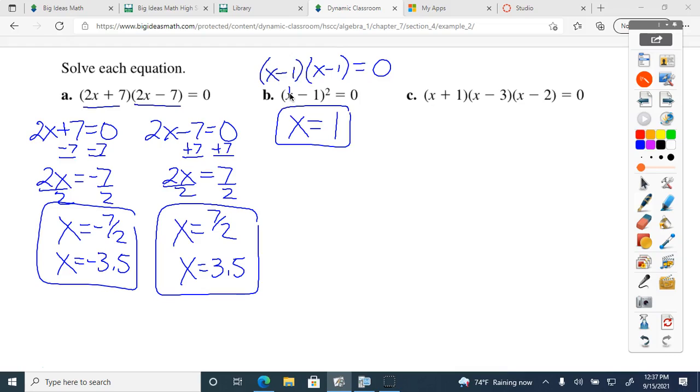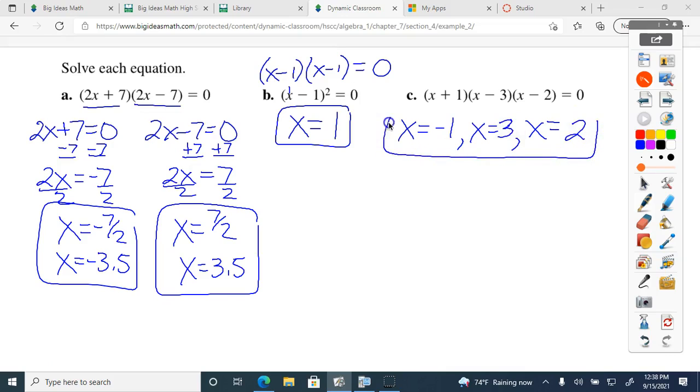How many factors do we have here? 3. So we're going to have how many zeros? 3. Okay. This one would be equals -1. This one's going to be 3. And this one will be 2. Not really any work to show. Had a little work to show here just because the factors are a little more complicated. But when you get simple and easy factors, not really any work to show.